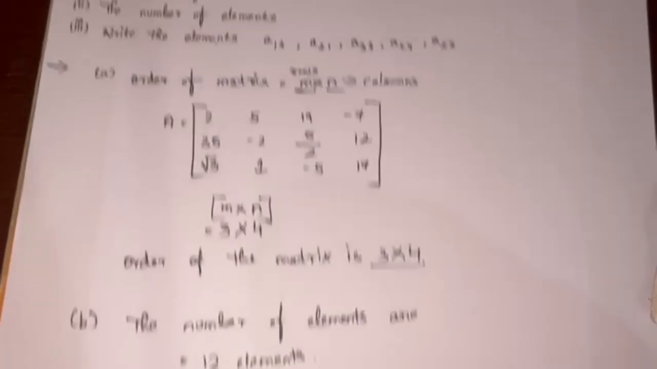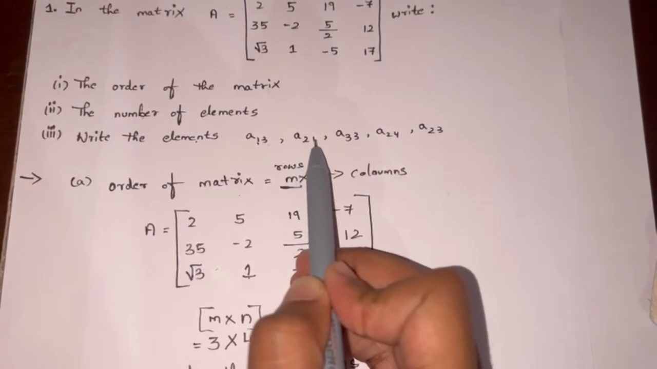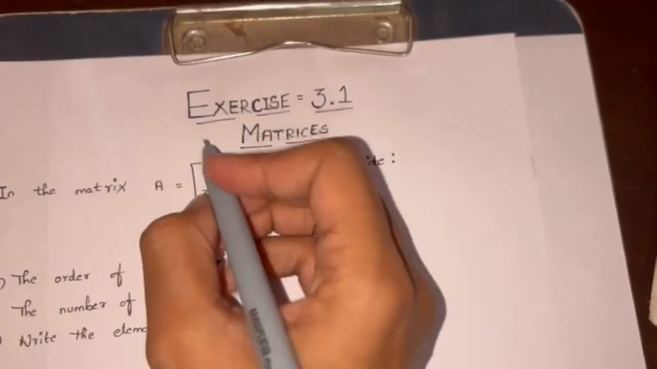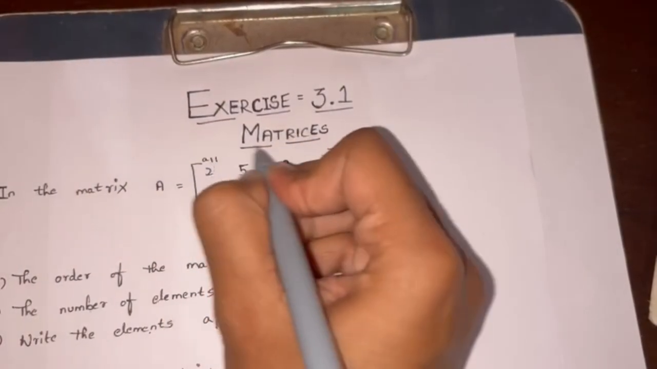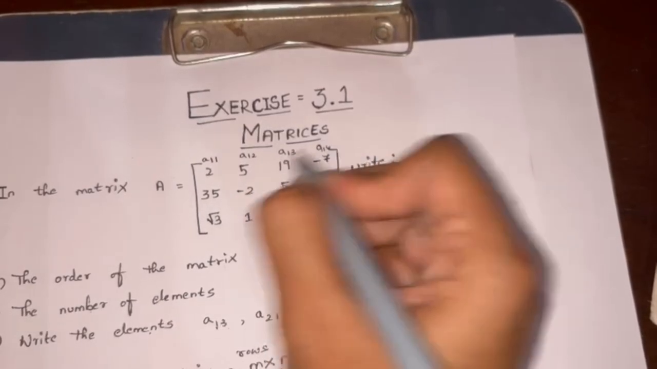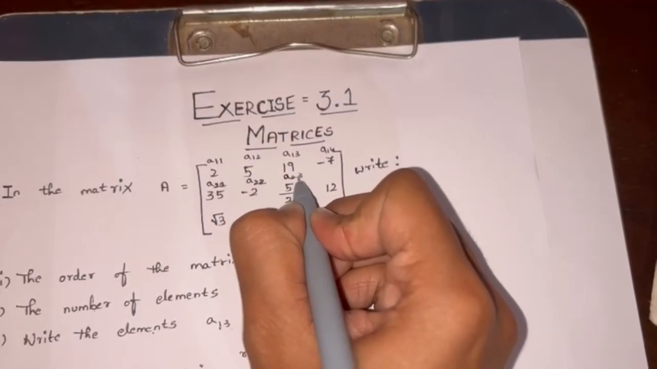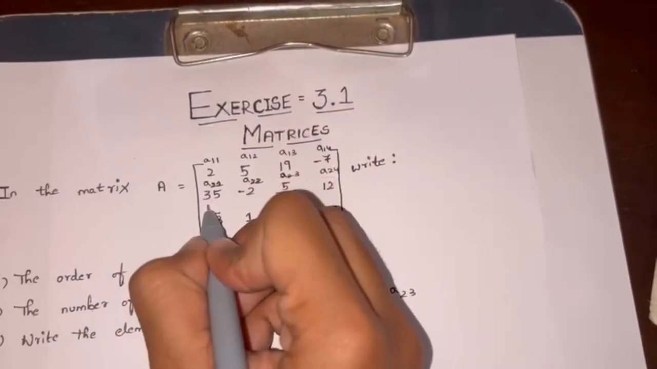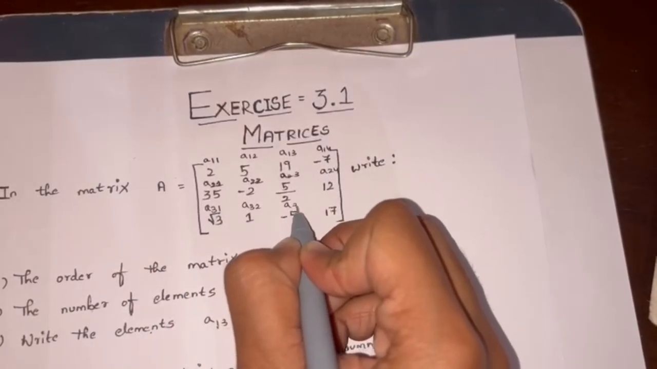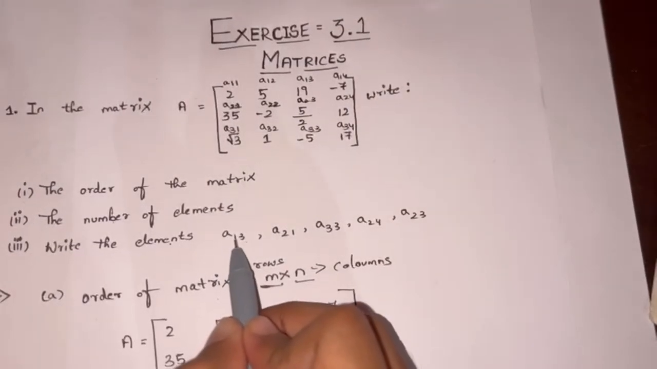So the same way here the question has asked us to find the elements A13, A21, A33, A24 and A23. So first let's denote it. A11, A12, A13, A14. Then A21, A22, A23, A24. Then A31, A32, A33, A34.